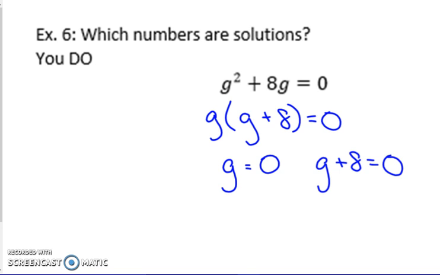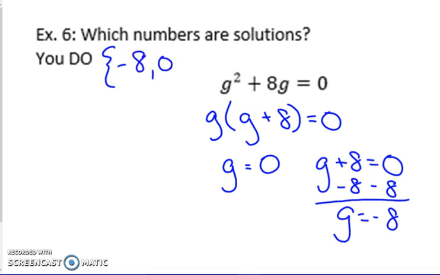Well, g equals 0, I don't have to solve that. The other one, I'm going to subtract 8. I'm going to get g equals negative 8. So my solutions are negative 8 and 0. You cannot forget that solution. 0 is still a number, so when that variable is out in front, make sure you make it equal to 0 and solve it if there's any work to be done.